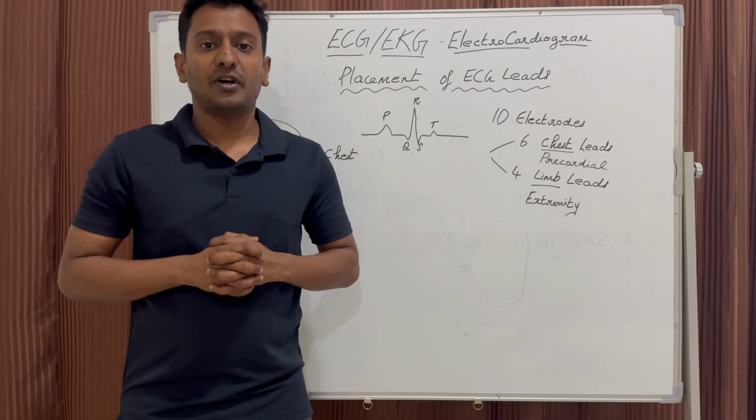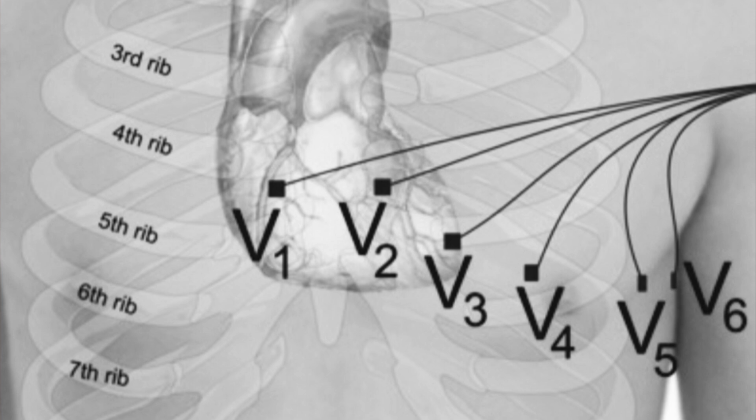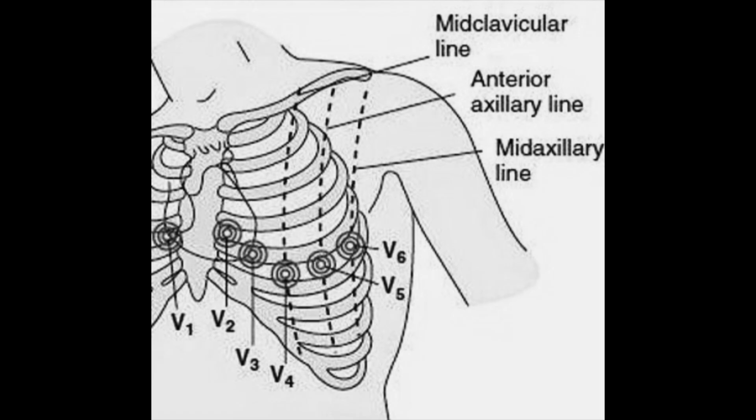So, starting from V1, it is kept on the 4th intercostal space on the right sternal border, and V2 on the 4th intercostal space on the left sternal border, V3 which is kept between V2 and V4, and V4 on the 5th intercostal space mid clavicular line just below the nipple line, V5 on the 5th intercostal space left anterior axillary line, V6 on the 5th intercostal space mid axillary line.